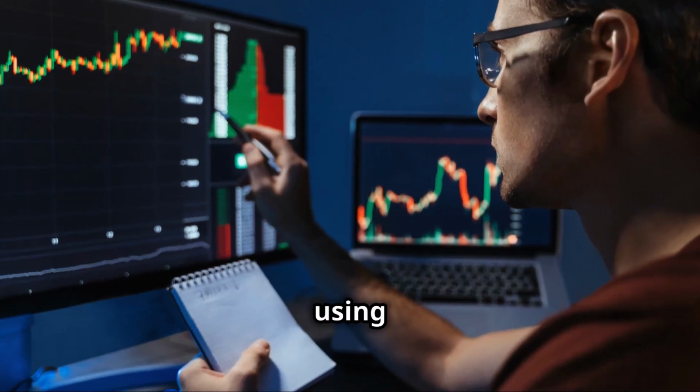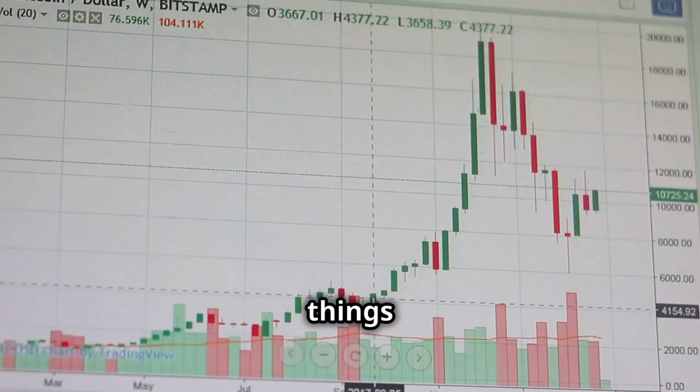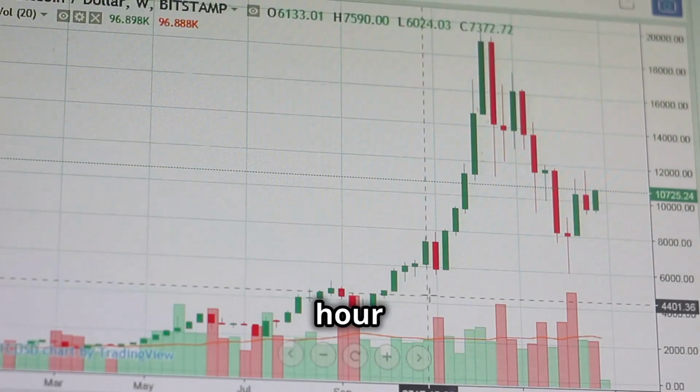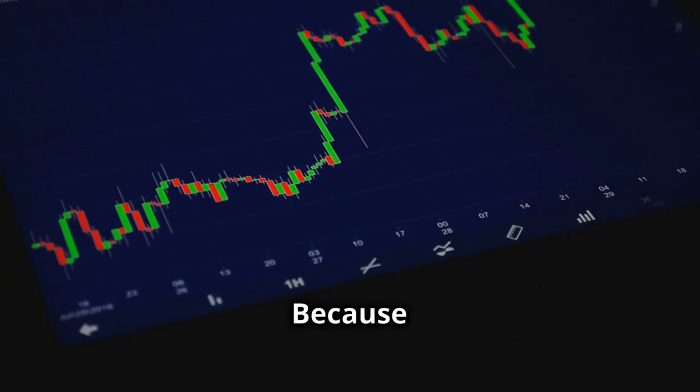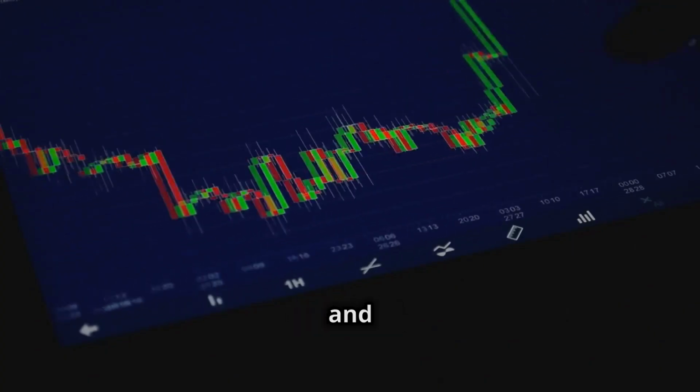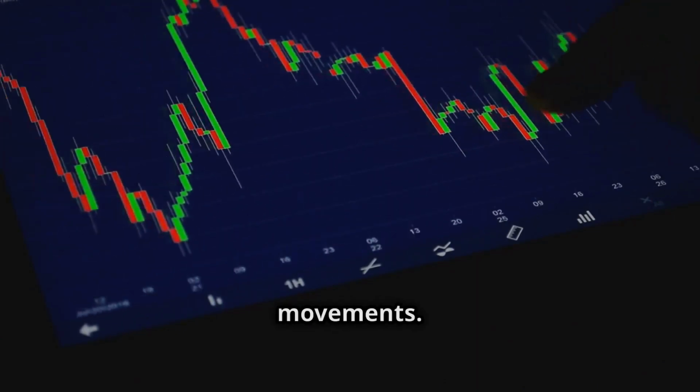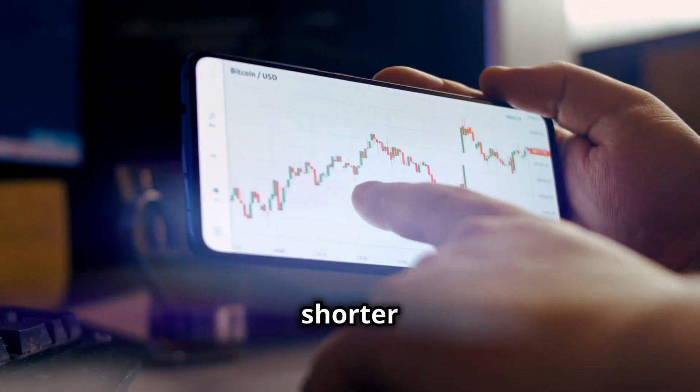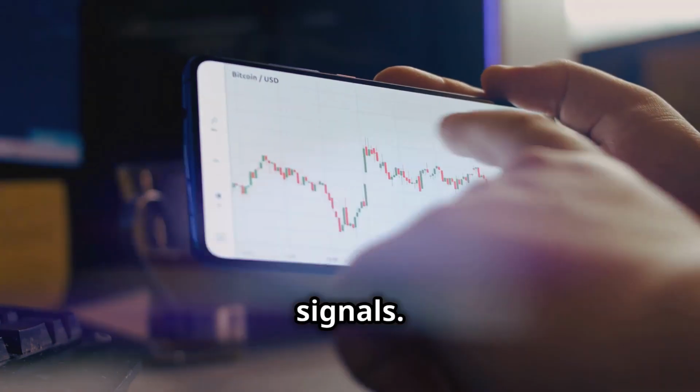Now let's talk about using divergence effectively. First things first, always look at the 1 hour time frame or longer. Why? Because these longer periods give us a clearer and more reliable read on the market's movement. Jumping in on shorter time frames can often lead to false signals.